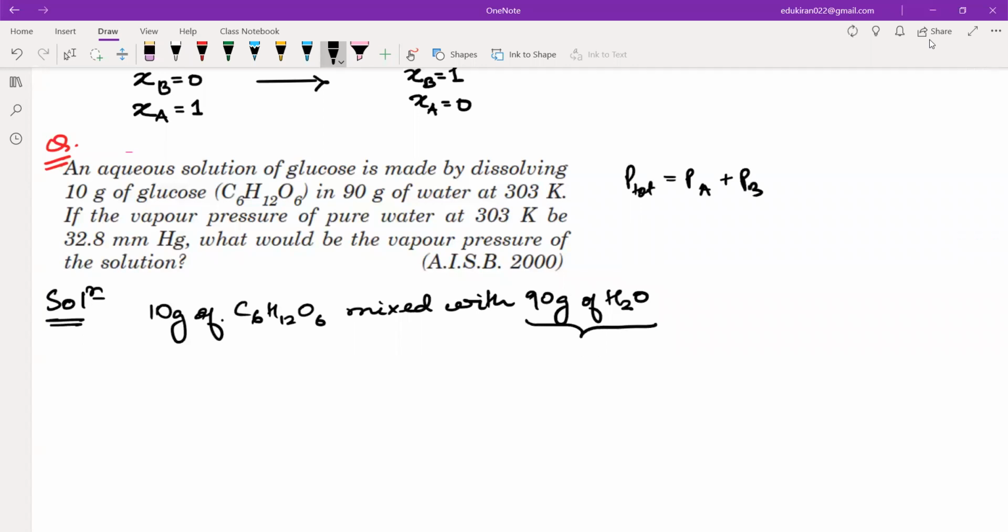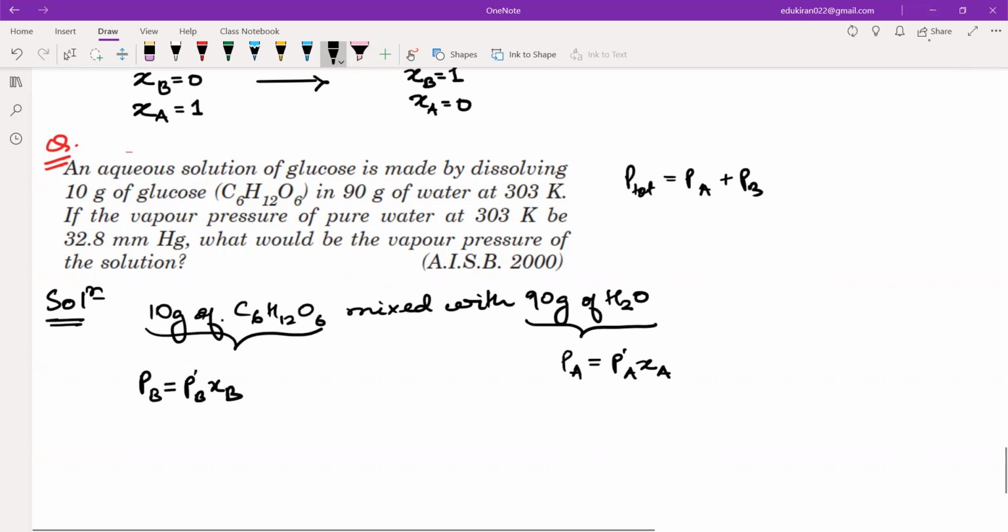Now 90 gram of water. This is what, PA. And it will be equal to P naught A chi A. Okay. Similarly, 10 gram of glucose से हम लोग क्या निकाल सकते हैं? We can say that this is PB solute and this will be equal to P naught B chi B. Is that clear? All of you tell me. Till here is this clear? Yes or no?